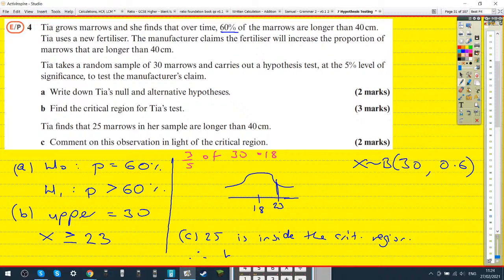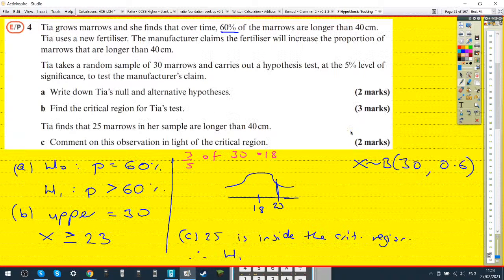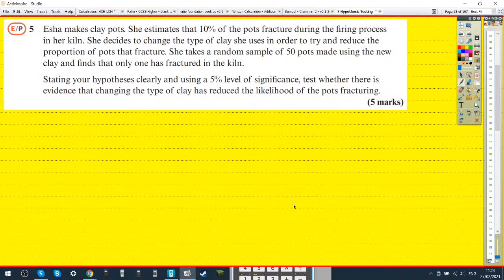H1. Yes. There is evidence at the 5% level of significance to reject the null hypothesis, and so we reject it and accept the alternative hypothesis. 25 is in the critical region, so we reject the null hypothesis. So it's like it lands on heads 25 times out of 30. It's not just something that happens sometimes, it's something so rare that we say, yeah.